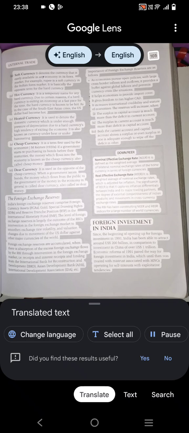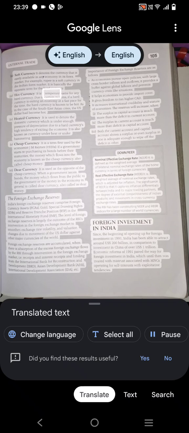105. Soft currency. It denotes the currency that is easily available in any economy in its forex market. For example, rupee is a soft currency in the Indian forex market. It is basically the opposite term for the hard currency.